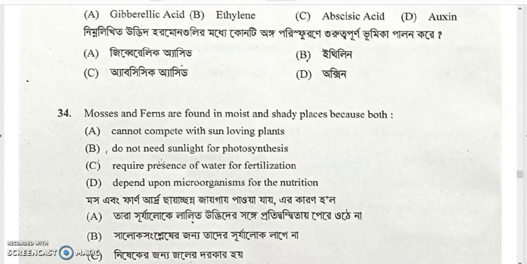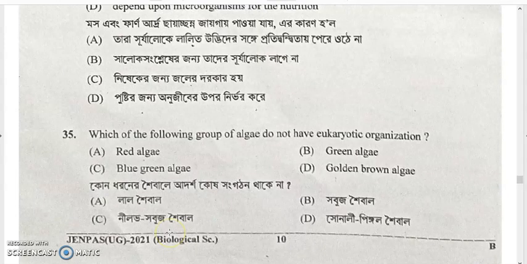Mosses and ferns are found in moist and shady places because both of them require the presence of water for fertilization. So the answer will be option C. Mosses and ferns are found in moist and shady places because they require the presence of water for fertilization. So 34 will be option C.